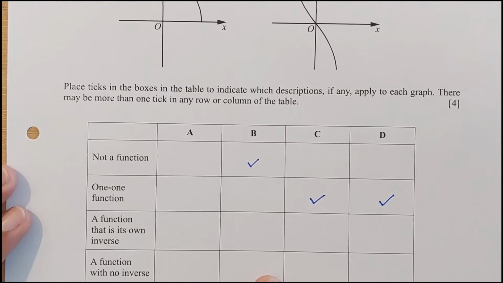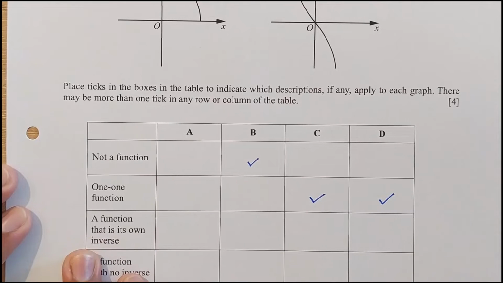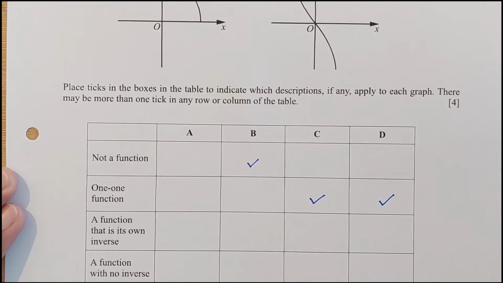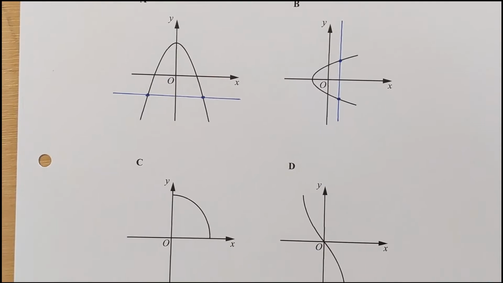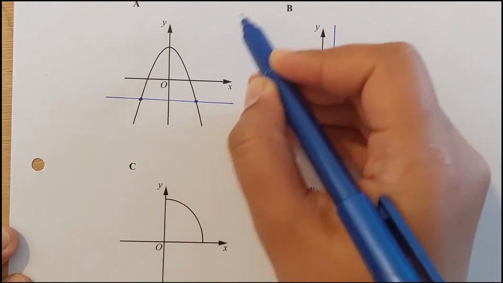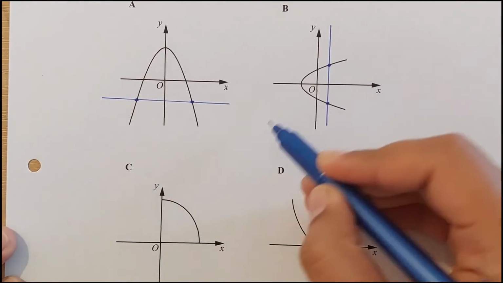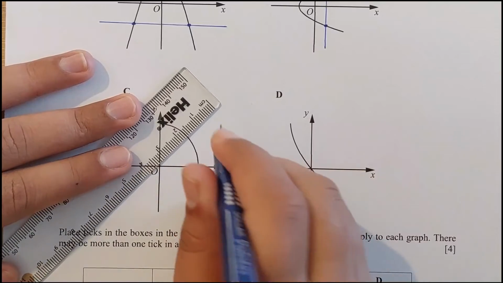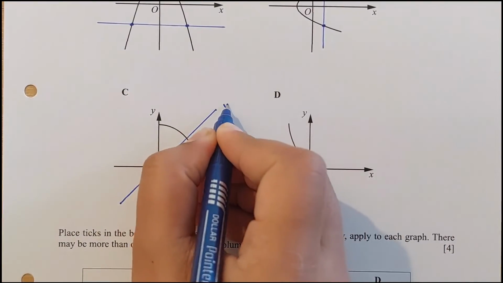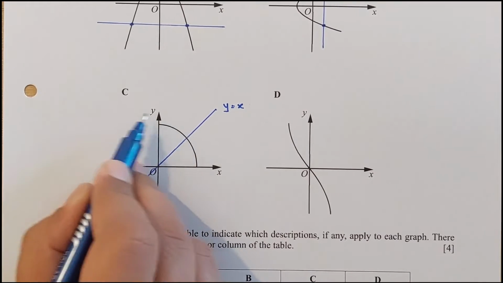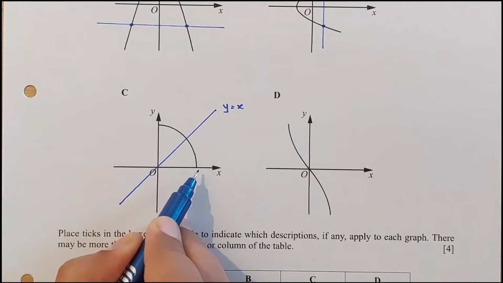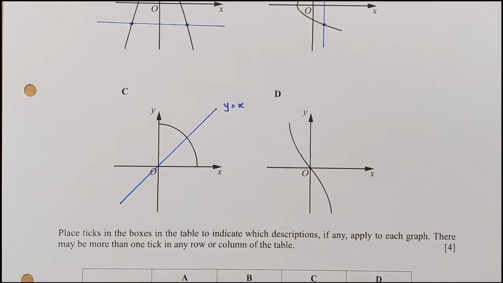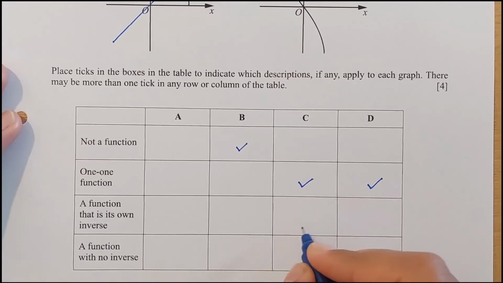Right. Now for the third, a function that is its own inverse. So we can find the inverse of the function by reflecting the graph along the line y equals x, right? So if I draw the line y equals x over here, the reflection does not stay the same, right? For this graph, it does not stay the same again. But if I draw the line y equals x, this line is y equals x, right? So this portion reflects over here and this portion reflects here, so it means it stays the same. But if I draw this line y equals x, again it doesn't stay the same. So the function that is a self-inverse function is only C, its own inverse.